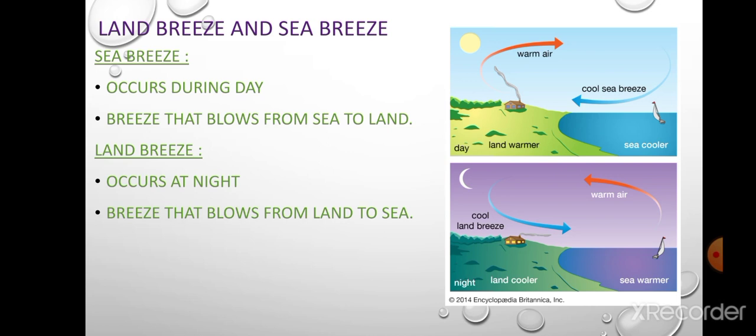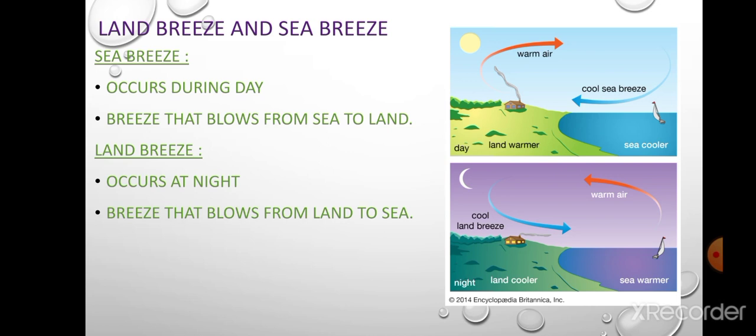Now, the continuous movement of air from warm to cold areas or from cold to warm areas is known as air current. What is it known as? Air current. In coastal areas, the air currents give rise to these two types of breezes, the land breeze and sea breeze. First, we'll see the sea breeze. It occurs during the daytime.